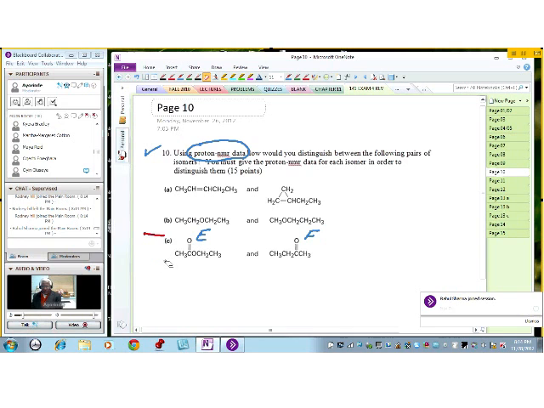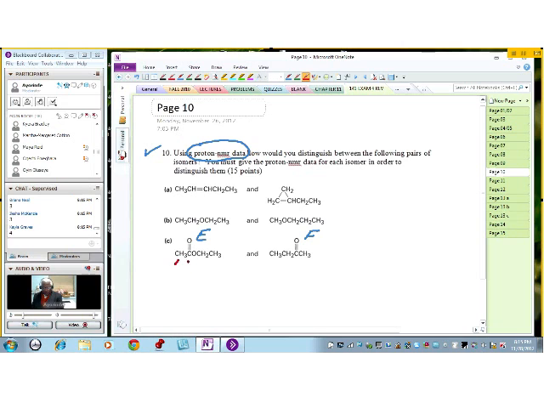The question that I want to ask you is, how many different types of hydrogen do we have in compound E? Somebody said 3. Let us see. This is 1, this is 2, and this is 3. So therefore, we expect to see 3 signals here. Okay, about compound F, how many signals do you expect?